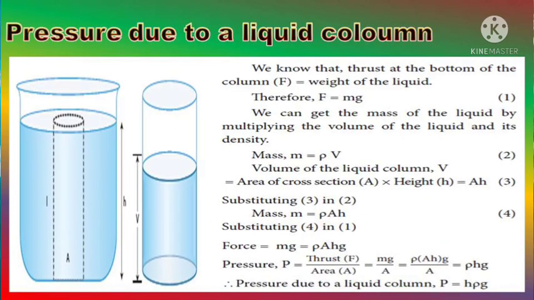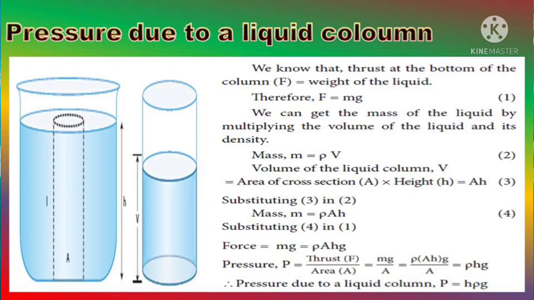Pressure due to a liquid column. A tall beaker is filled with liquid so that it forms a liquid column. The area of cross section at the bottom is capital A. The density of the liquid is rho. The height of the liquid column is h. In other words, the depth of the water from the top level surface is h, which is shown in the picture.